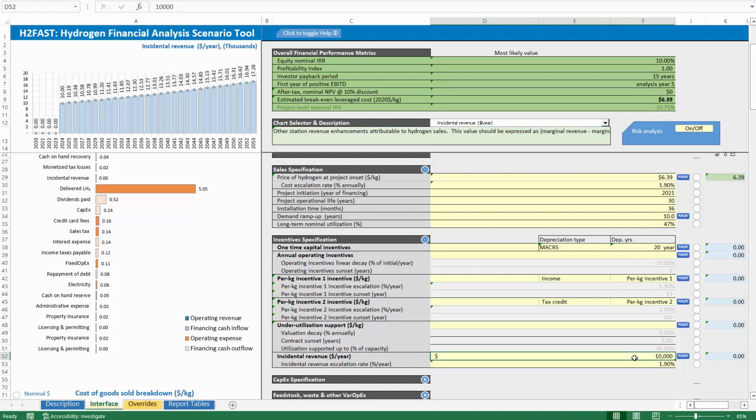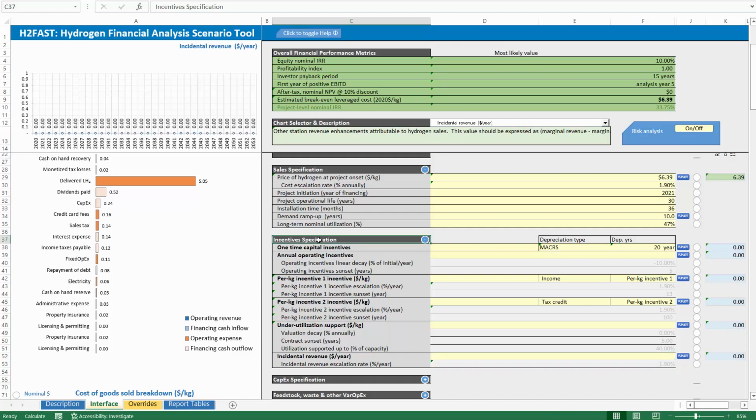If the example happens to be coffee, you might want to also cover the cost of buying coffee in your fixed operating expenses so that it's properly offset with additional expenses that are incurred for realizing this incidental revenue. So we'll zero that out. So that is the incentive specification section.